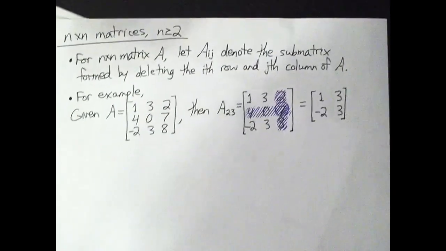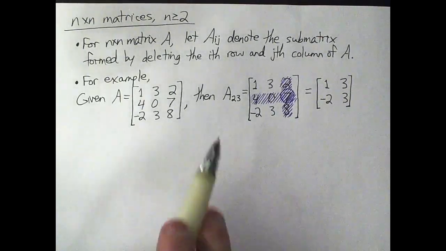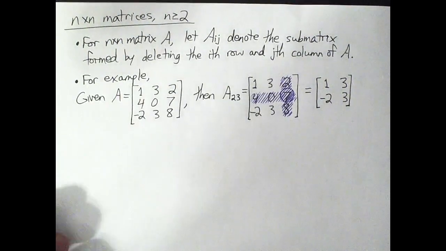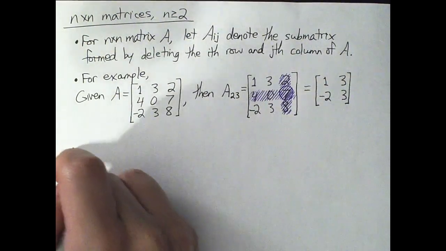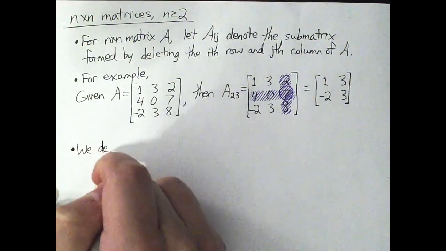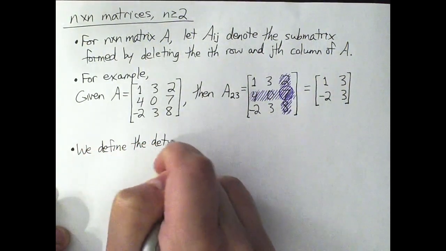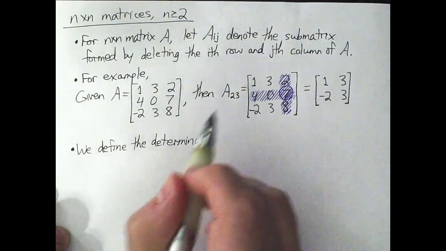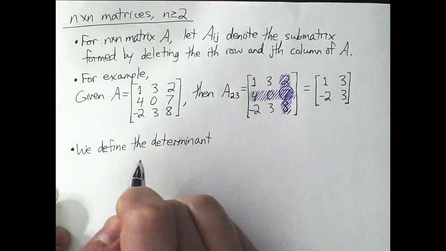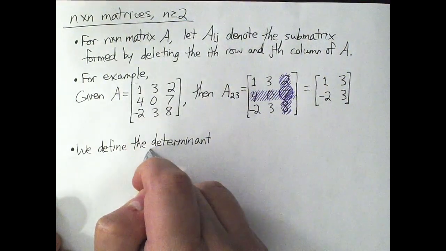So we need to talk about the determinant. And how does the determinant use these submatrices that are written in this way? We define the determinant. I'm going to warn you that this is defined in a little bit of a weird way, but we're going to see it written in a couple of different ways, and we're going to see examples.